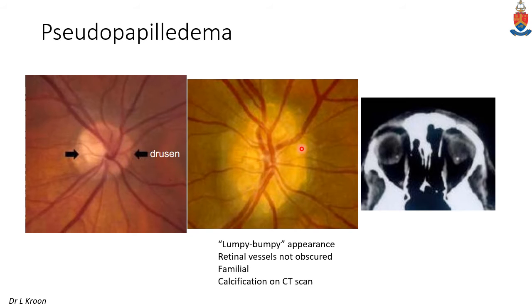Notice the retinal vessels that are not obscured, that can be seen, and this condition can be seen running in families. And if one is lucky enough to get a CT scan, one can definitely see calcifications on the optic nerve head. And these are, of course, a benign condition.